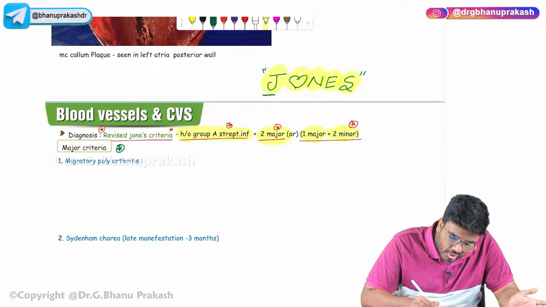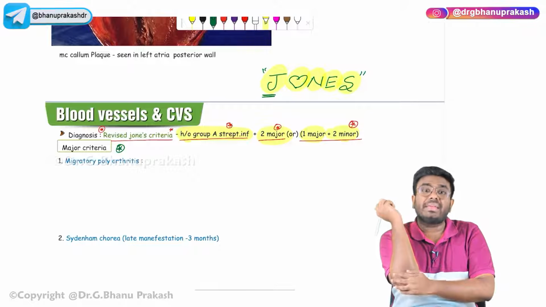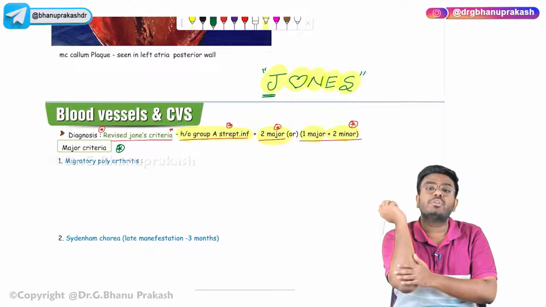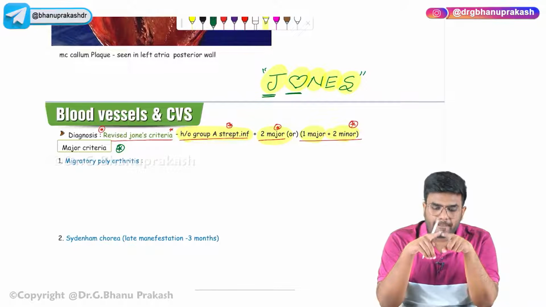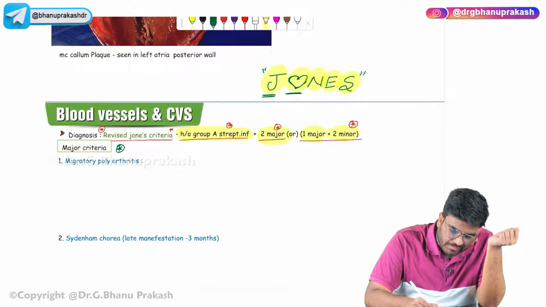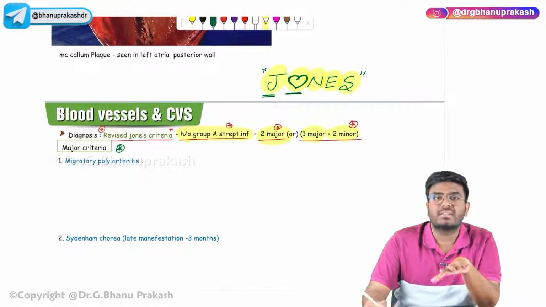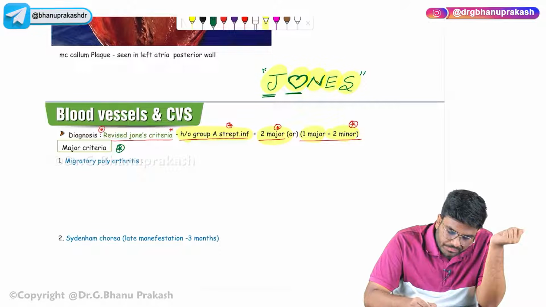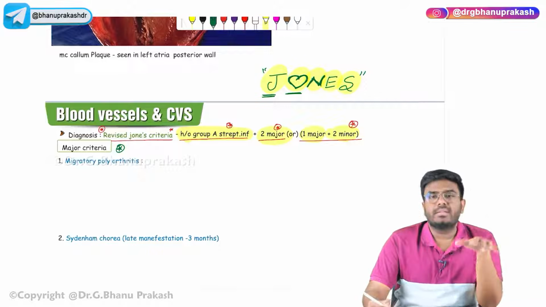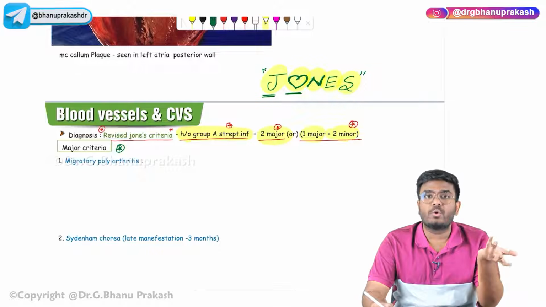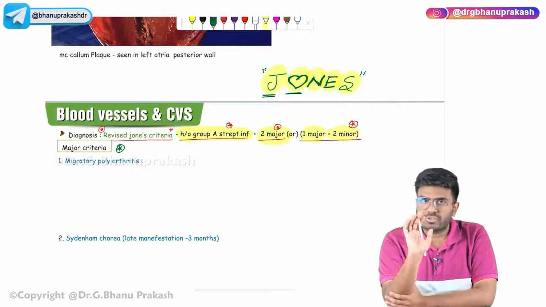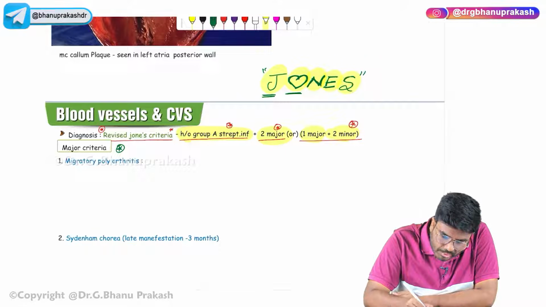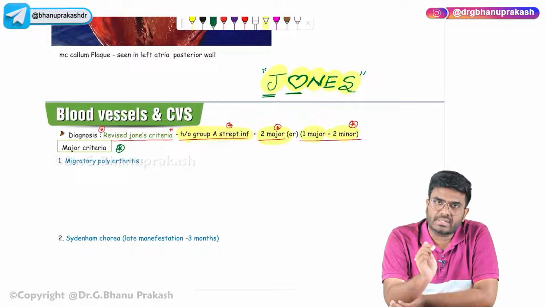J stands for joint involvement, a migratory polyarthritis, where multiple joints are involved. This O, which I have shown in the form of a heart shape, is the heart involvement; whether the heart is involved or not. N stands for nervous system involvement, which presents as chorea, abnormal movements. E stands for erythema marginatum, a rash, which I will show you. And S stands for subcutaneous nodules, nodules under the skin.